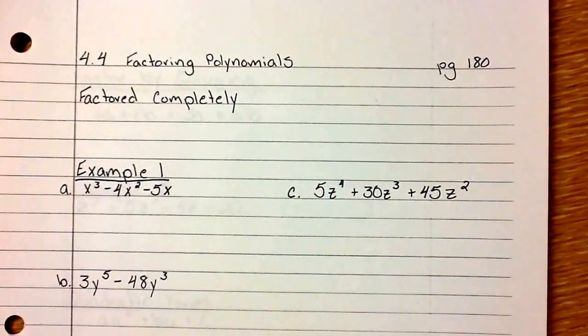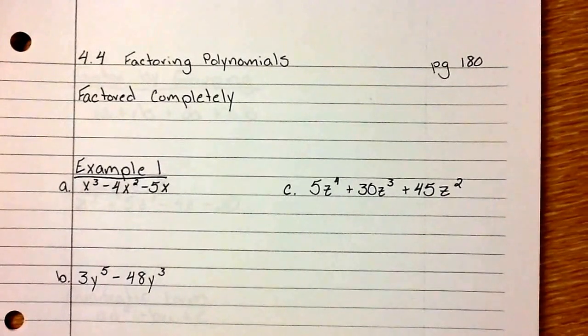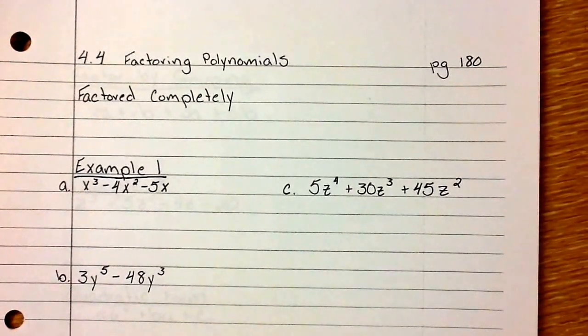Section 4.4, factoring polynomials, beginning on page 180. Up to this point, for the most part, we've been factoring quadratics, where they're only x squared. So we've only been doing quadratics, so basically polynomials with 3 terms.